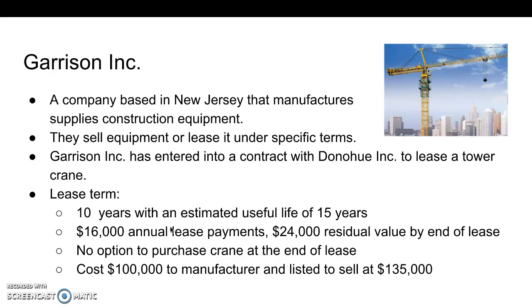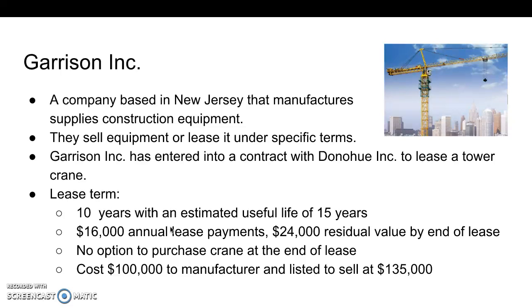In the case that we are looking at, Garrison Inc. enters into a contract with Donahue Inc. to lease a tower crane. The following lease terms are applied. The tower crane has an estimated useful life of 15 years and will only be leased for 10 years.